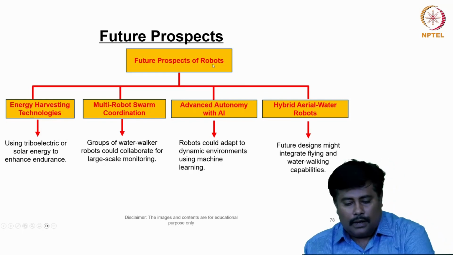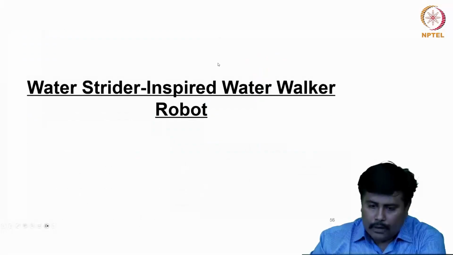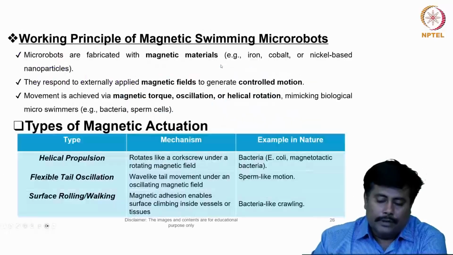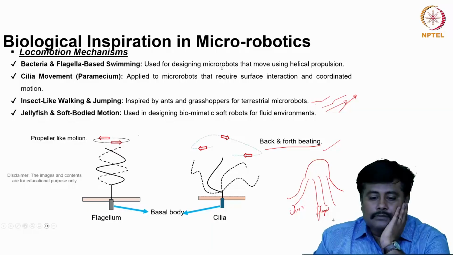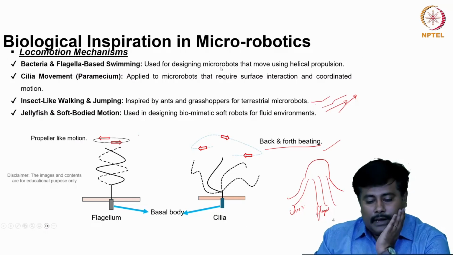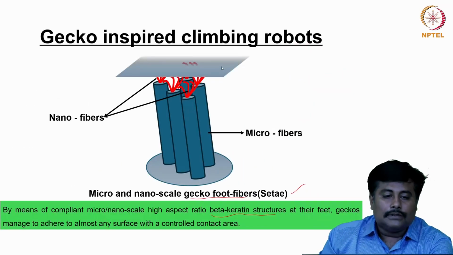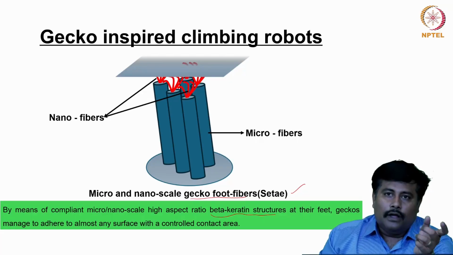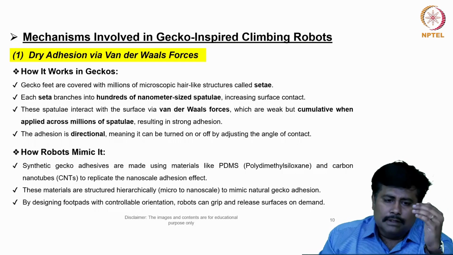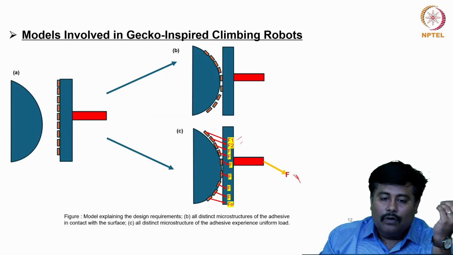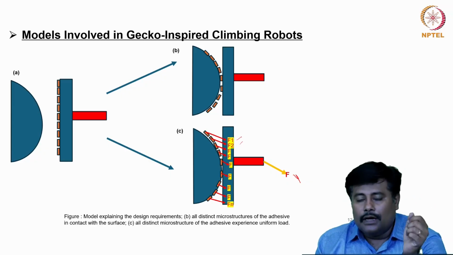Now, to give you a summary, we have been discussing biomimicking based structures. In the last module we discussed some of the key mechanisms involved in biomimicking. Here we have taken those biologically inspired locomotion mechanisms and deployed them for different applications. One application we discussed is the gecko inspired climbing robot. We discussed in detail the different types of mechanisms and the different models involved in designing a gecko as a climbing robot.